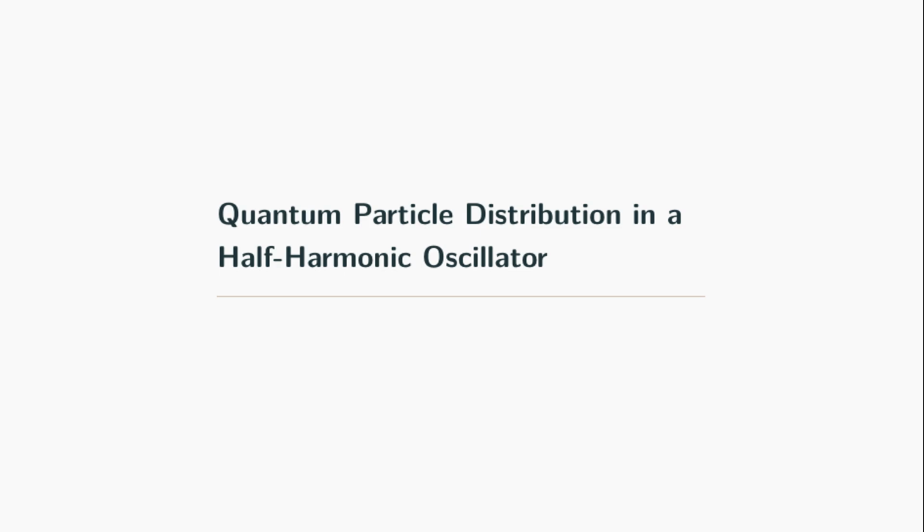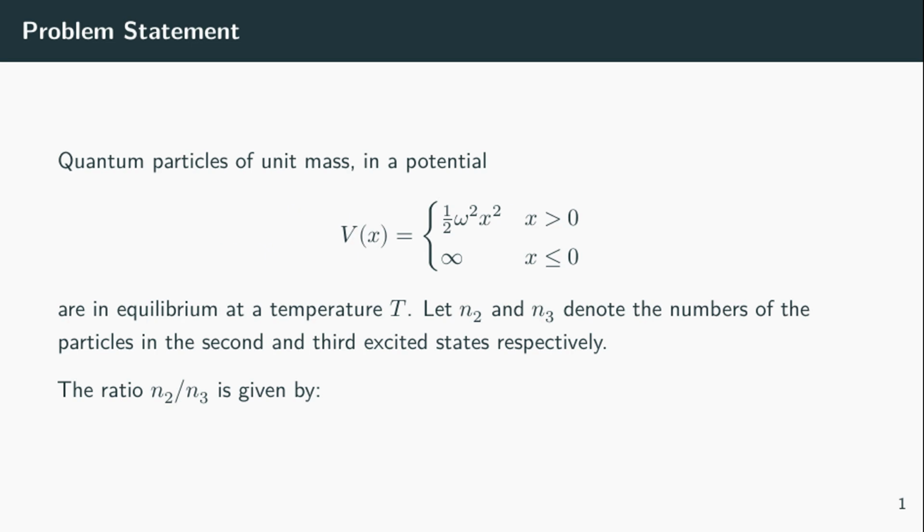Okay, let's talk about quantum particle distribution in a half-harmonic oscillator. Here's the problem we are looking at today. We have quantum particles, each with a unit mass, in a specific type of potential. The potential V of x is defined in a piecewise way. It's 1/2 omega squared x squared when x is greater than 0, but it's infinite when x is less than or equal to 0. These particles are in equilibrium at a temperature T.